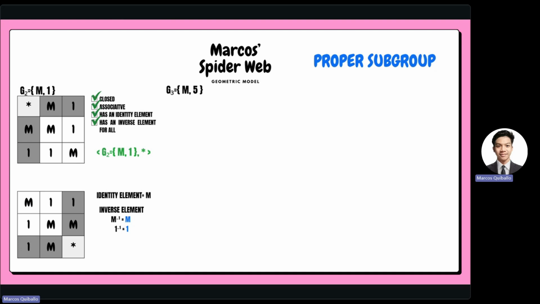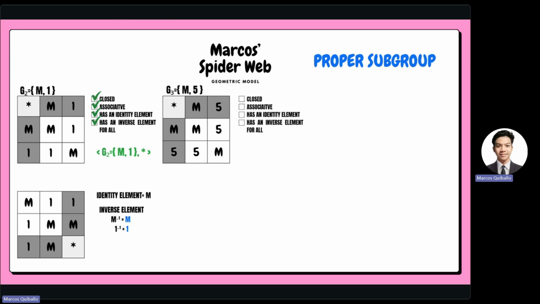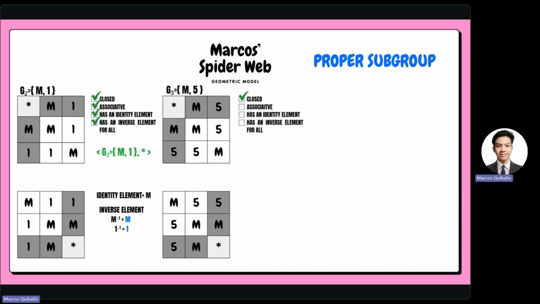Next one, G3, with the set M and 5. So this is our table. Based on our table here, it is closed. When we flip our table, it is also associative. It also has an identity element, which is M. And for our inverse elements, the inverse of M is M, and the inverse of 5 is itself, which is 5. So it is also a group.